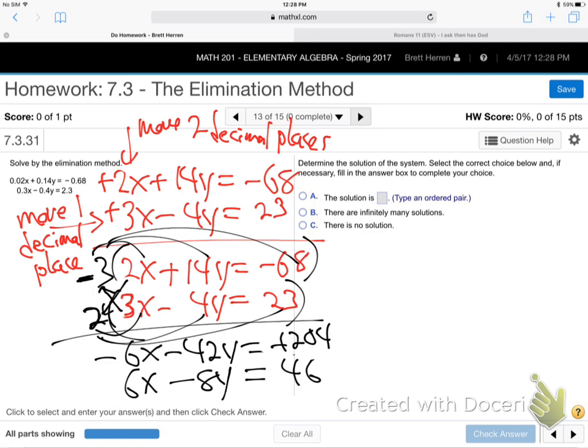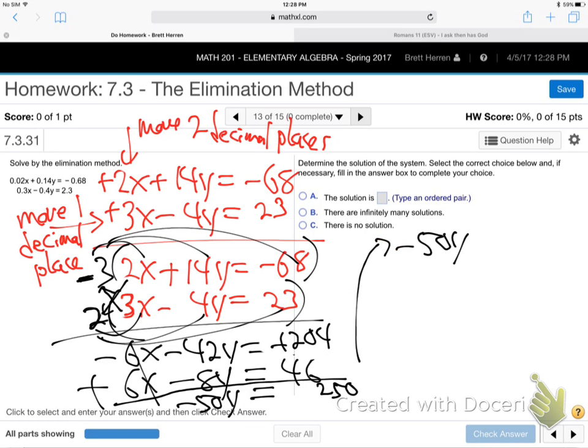Good to there? See how, and now look at that, we're going to add them up, and the x's are going to go bye-bye. We made the x's opposites, right? So what do the y's become? Negative 50y, and this is 250. Is that right? Negative 50y is 250. You get negative 1. Everybody good there? Divide by the identical twin, exactly what's next to the y, negative 50, same sign, same everything. So y is negative 5, isn't it?